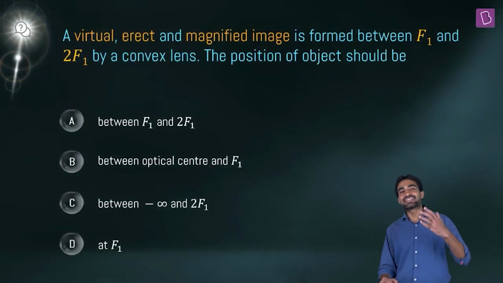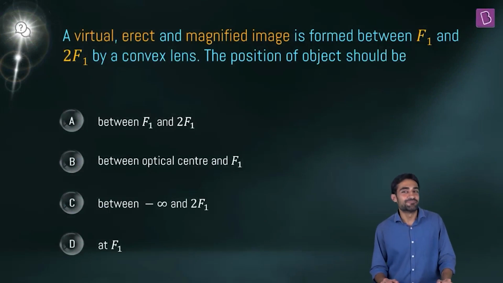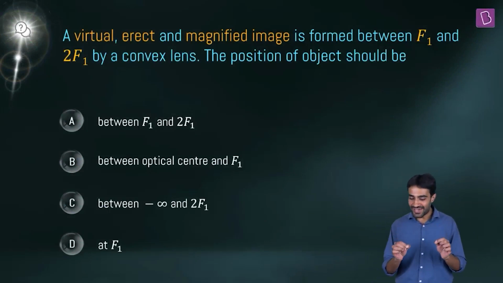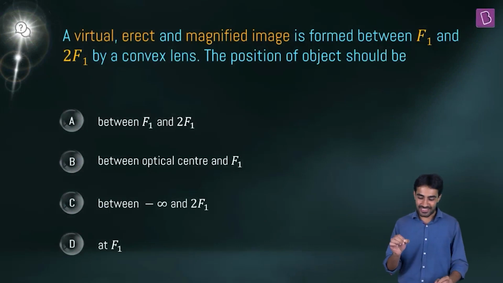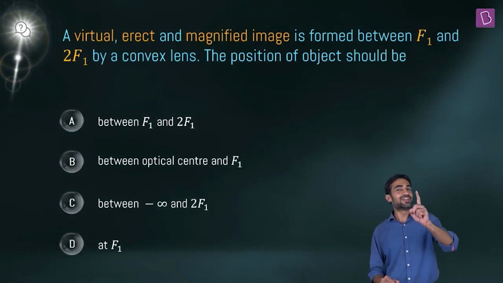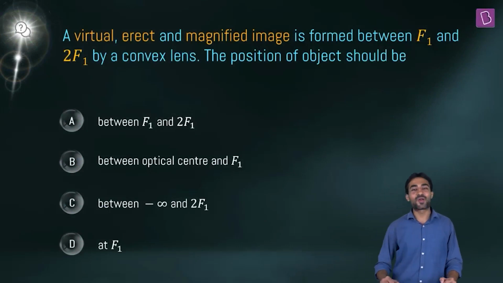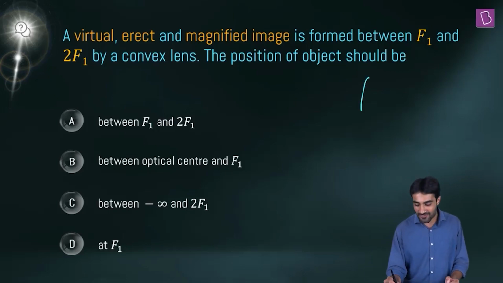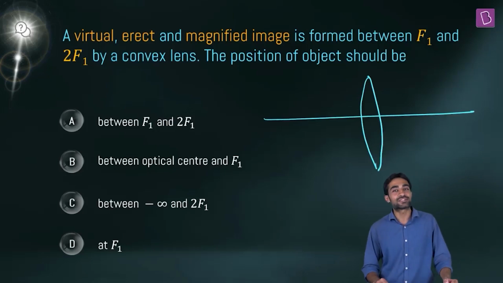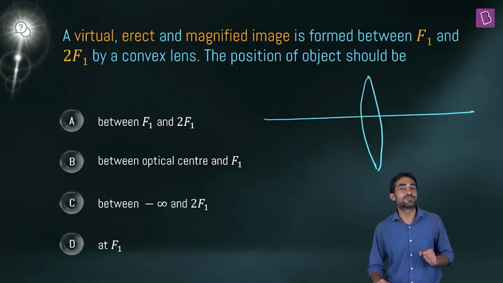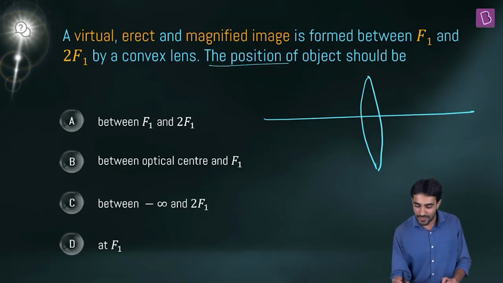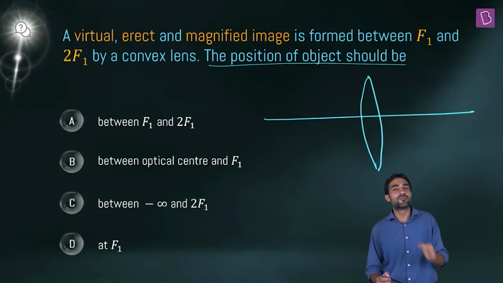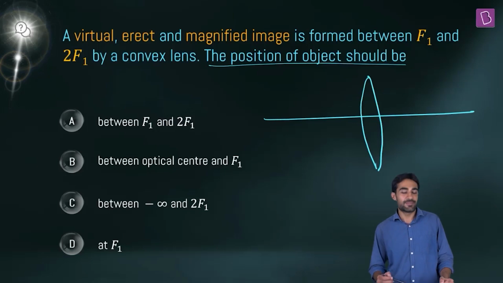So guys, let's have a look at this beautiful question. A virtual, erect and magnified image is formed between f1 and 2f1 by a convex lens. So what do we have? We have a convex lens and we want a virtual image out of this lens. So where should we place the object? The question says the position of the object should be. Where should we place the object to get virtual image?